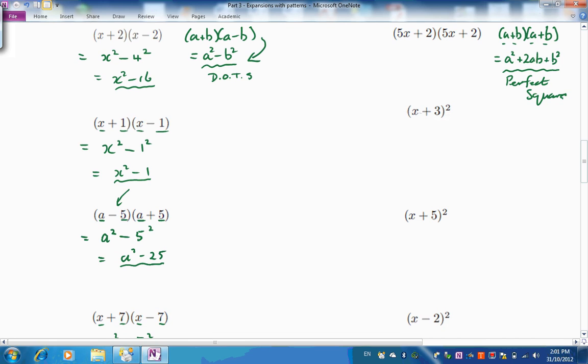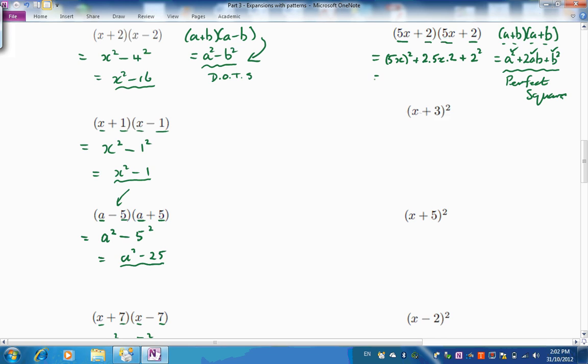Let's have a look at the other side, the perfect square type. Can you see that the pattern is different? First term plus second term, and the same first term and the same second term. It is a perfect square. So what's it come to? First term squared. So I've got to square all of 5x. Be careful there. Don't leave out the 5. Plus now twice the product. It's 2 times the first one times the second plus 2 squared. That's a squared plus 2ab plus b squared.